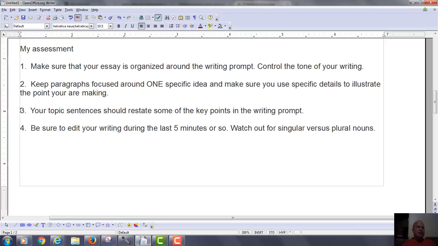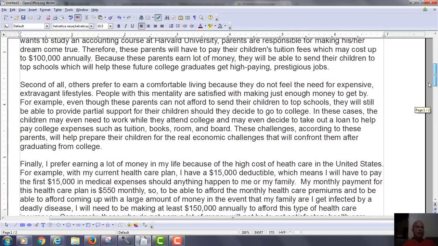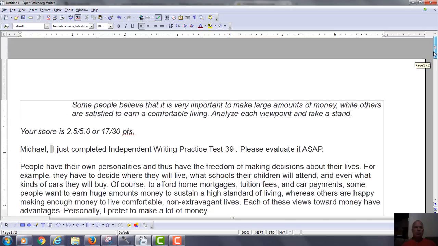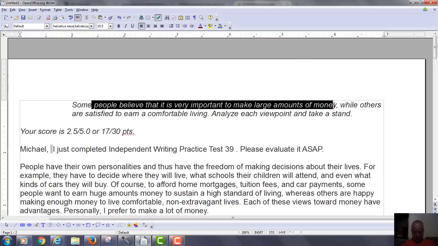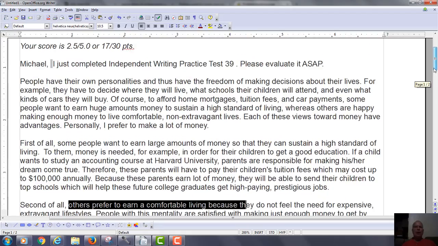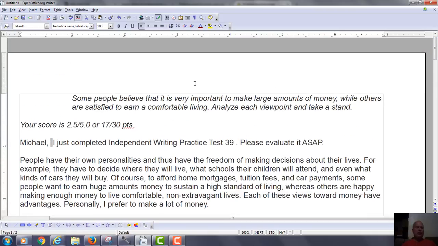Number 3, your topic sentences should restate some of the key points in the writing prompt. This is also important for you. For example, it says, first of all, some people want to earn large amounts of money, right? Why am I saying that? Because it says here, some people believe. Then in the next paragraph, it says, others prefer to earn a comfortable living. Here, you see this? You go to the writing prompt here, it says others are satisfied to earn a comfortable living, right? And that's the analysis part of my writing, right?